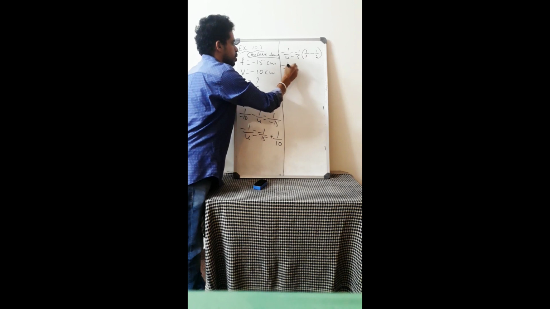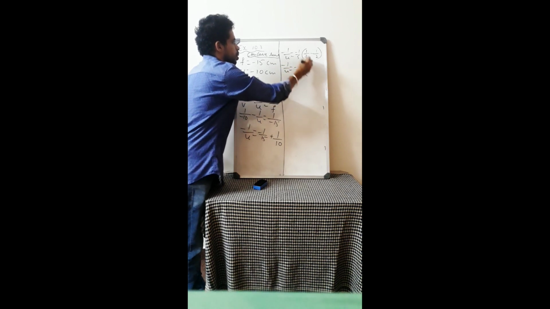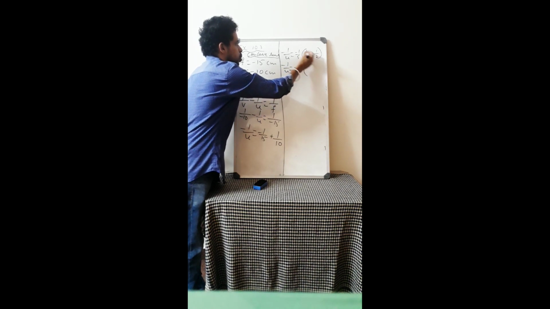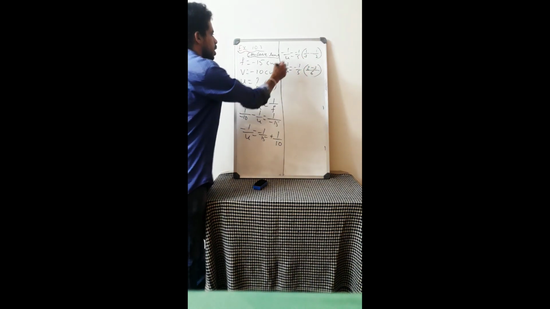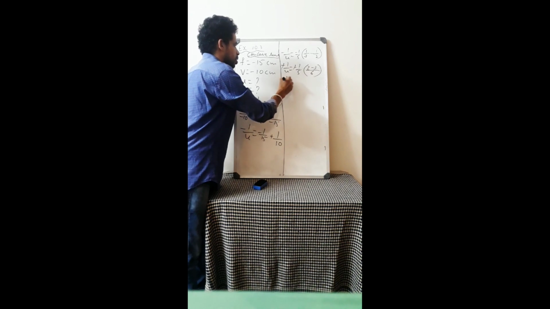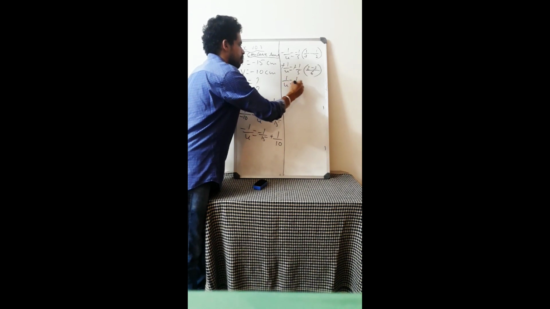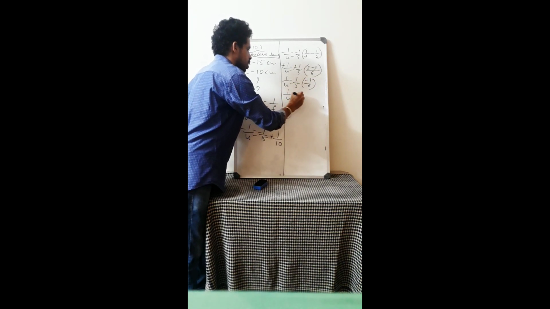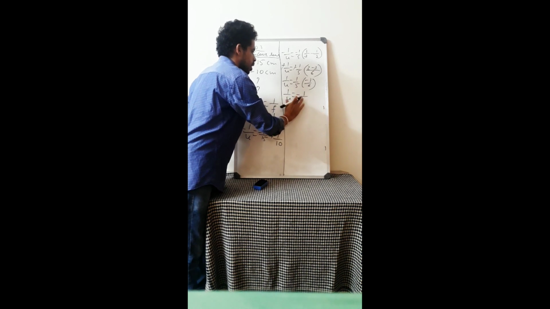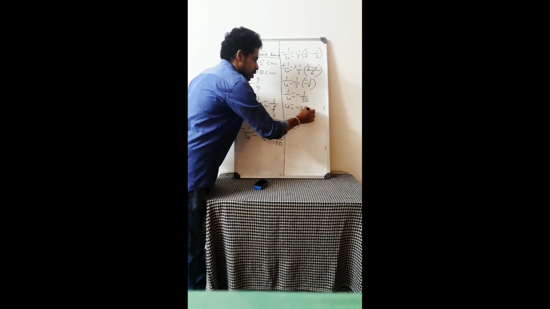So minus 1 by U is equal to minus 1 by 5 into (2 minus 3) by 6. Here you can cancel minus and minus on both sides. So 1 by U is equal to 1 by 5 into 2 minus 3, which is minus 1 by 6. 5 6s are 30, so minus 1 by 30. Taking the reciprocal on both the sides, you get U is equal to minus 30 centimeter.